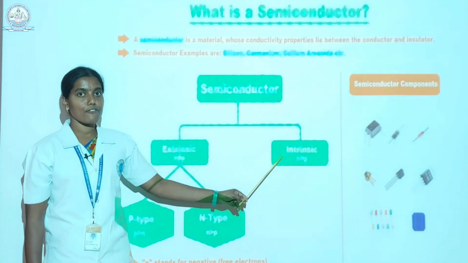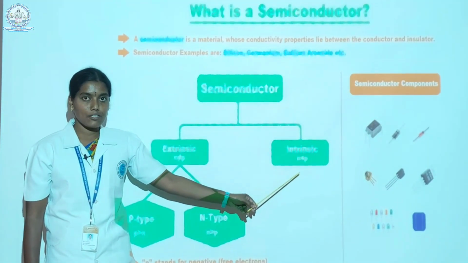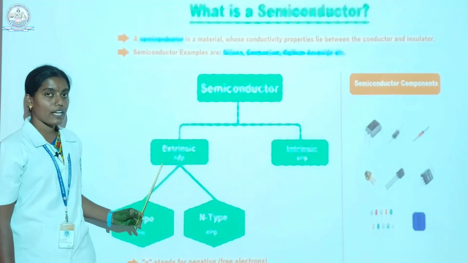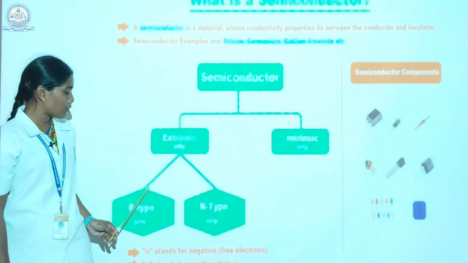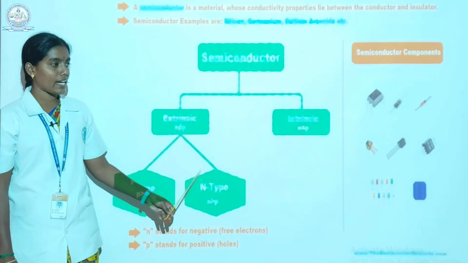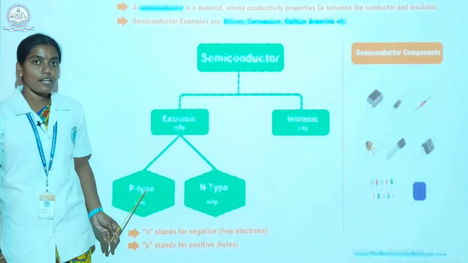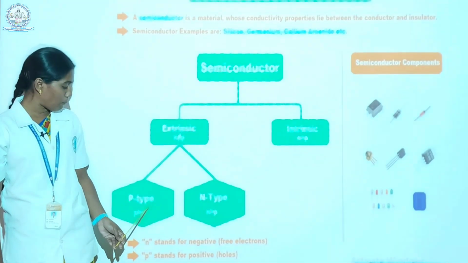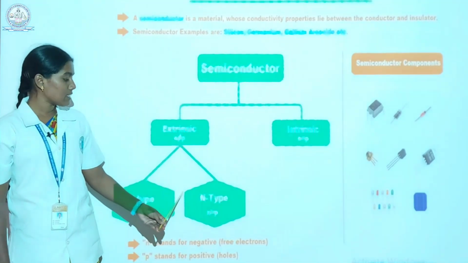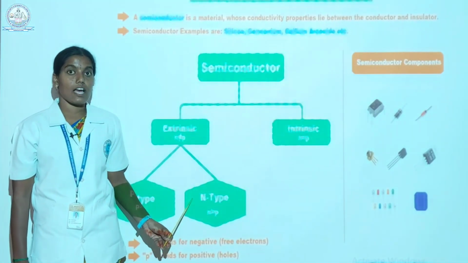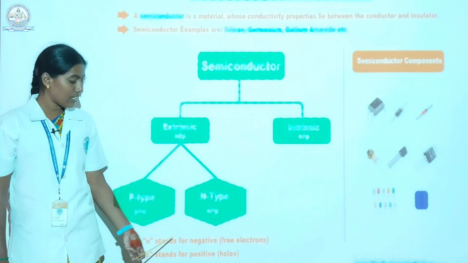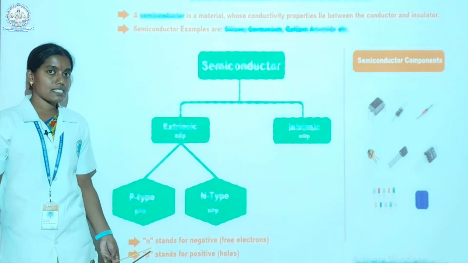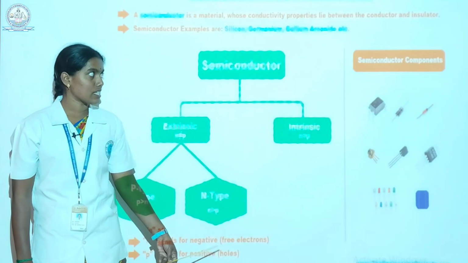Intrinsic means the number of electrons and holes are equal. Extrinsic means the number of electrons and holes are not equal. That is classified into two kinds, p-type and n-type. P-type means the number of holes is higher compared to the electrons. N-type means the number of electrons is higher compared to the holes. So n denotes negative charges and p stands for positive charges.